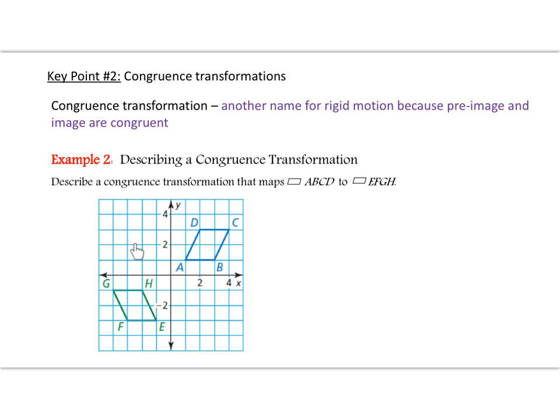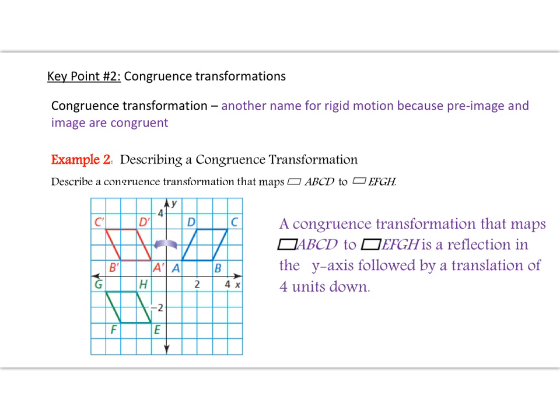So what if we reflect it across the y-axis and then maybe translate it? You can make this consideration based on the orientation. They're not oriented the same way, so the only way we could get them oriented the same way is to do a reflection. All right, so we can see by this illustration that the congruence transformation that maps parallelogram ABCD to parallelogram EFGH is a reflection in the y-axis, followed by a translation of 4 units down. So the reflection occurred to get our prime, and then it translates down 4 units.